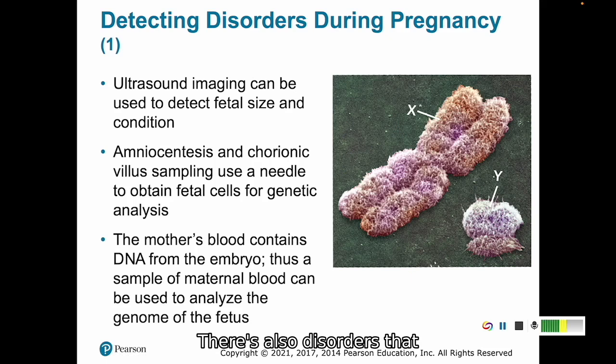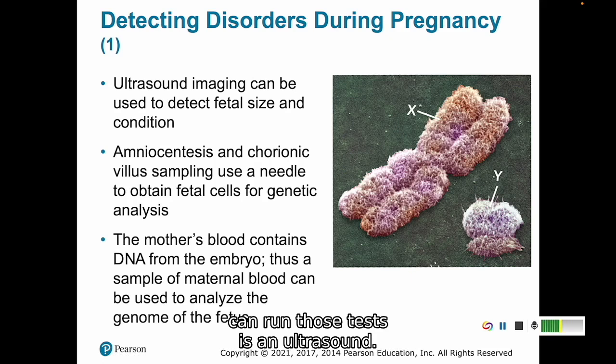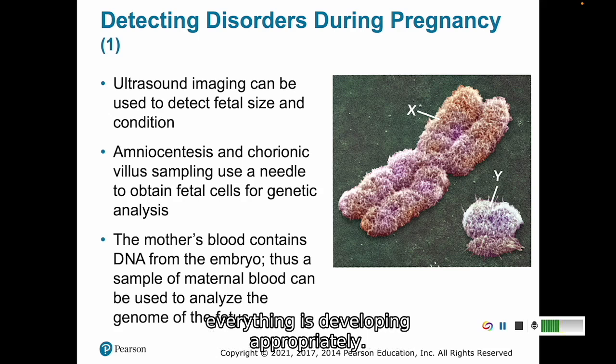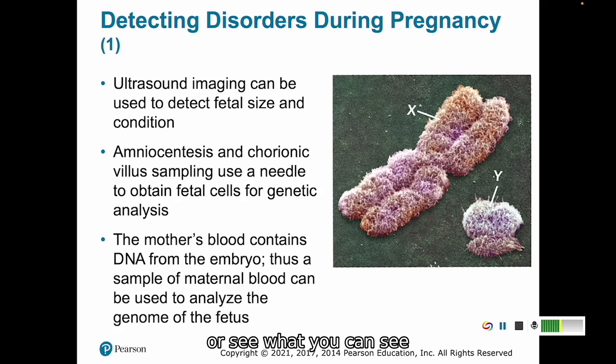There are also disorders that can be detected during pregnancy. One of those tests is an ultrasound. Ultrasound imaging can detect the fetal size. Every time I've been pregnant, around 17 to 20 weeks of pregnancy, I'll have an ultrasound, and it'll measure the size of the brain, the size of the kidneys, the size of the femur, different parts of the body to make sure everything is developing appropriately. You can also see if this is a boy or a girl.